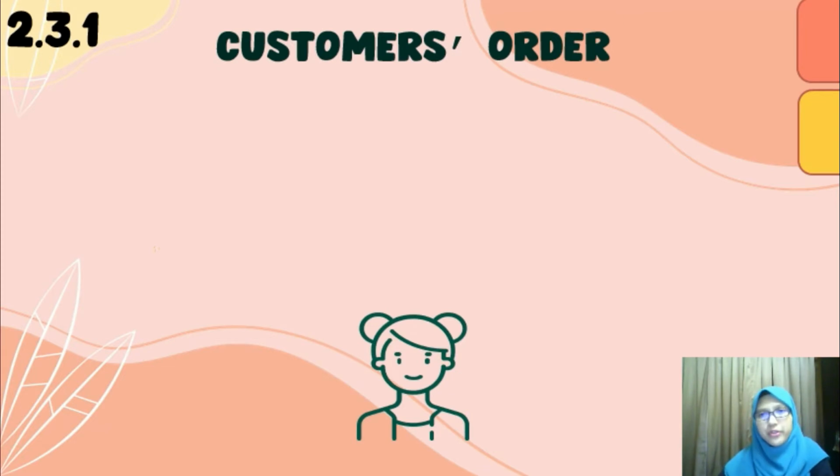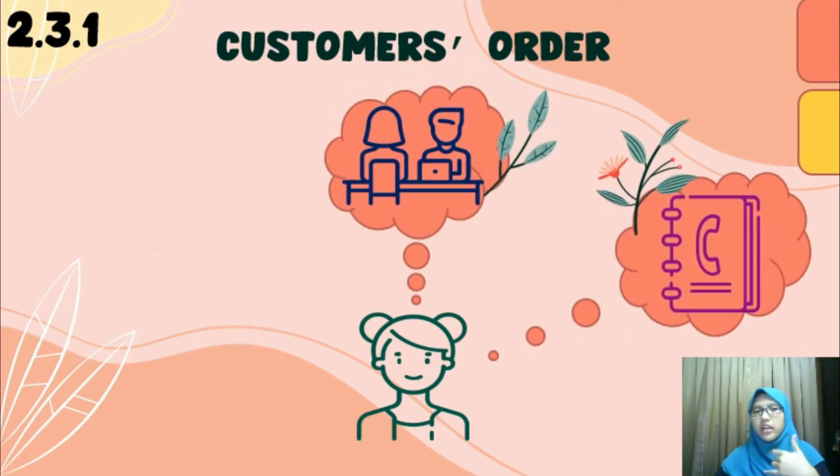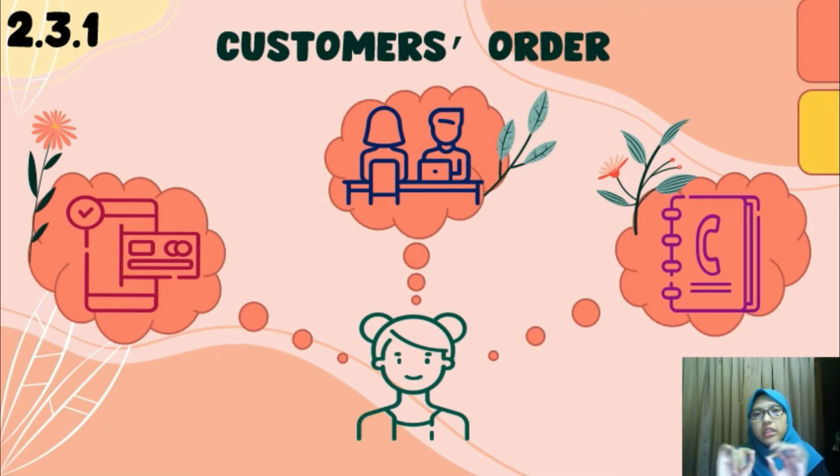Next, we move on to the first process, which is the customer's order. Okay, the customer has a variety of ways to place an order. They can order over the counter, they can make a call, or they can order online. Okay, so because there's a variety of ways for the customer to order, the sales order can be processed either electronically or in written form.